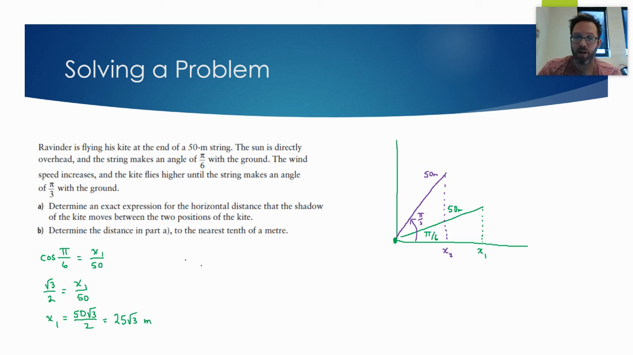Well, let's find the length of that shadow. And we can do it in a similar manner. This time, we're finding the adjacent side still, cosine pi over 3. We're calling this guy x2 over hypotenuse 50. And we know the exact value for cosine pi over 3. You do not need to have these memorized.